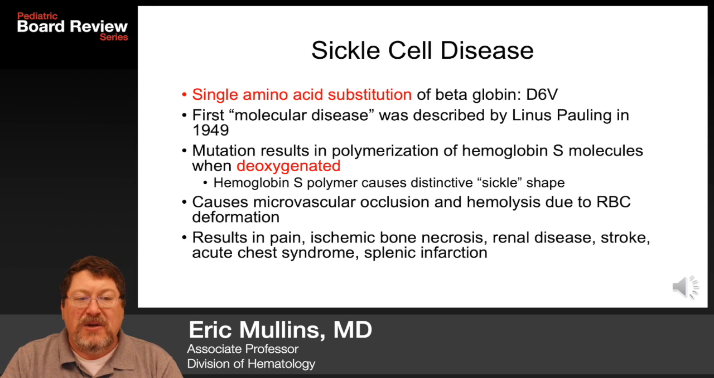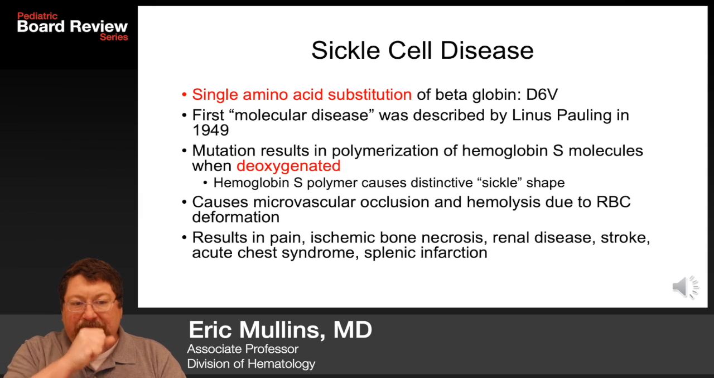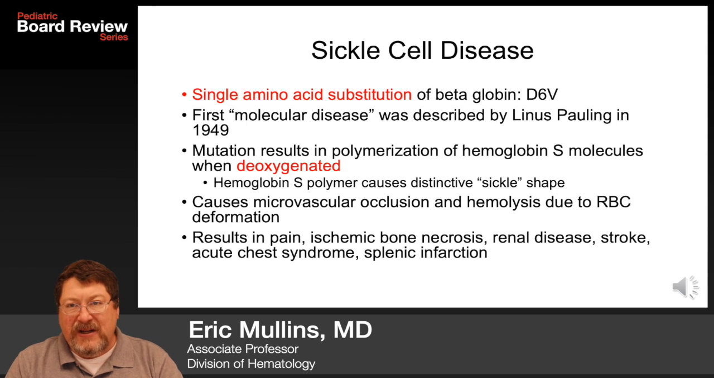So the most common hemoglobinopathy and most well known is sickle cell disease. Sickle cell disease results from a single amino acid substitution. You probably need to know that, but not the actual substitution. It was actually the first molecular disease, described by Linus Pauling in 1949. This mutation results in polymerization of the hemoglobin S molecules when the hemoglobin is deoxygenated. Because of those long chains of hemoglobin, it causes distortion of the red blood cell and causes it to go from that normal donut shape into a sickle shape that you can see under a microscope, which really led to it being named sickle cell disease. These are very rigid blood cells, which causes microvascular occlusion and hemolysis.